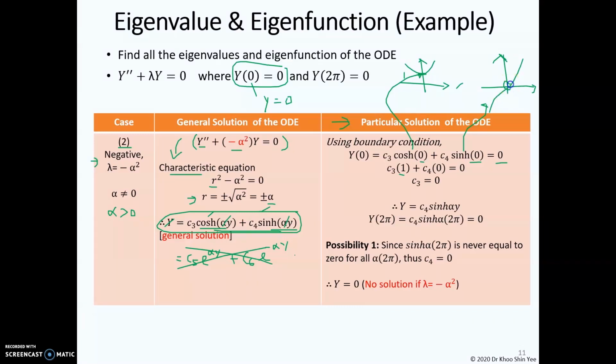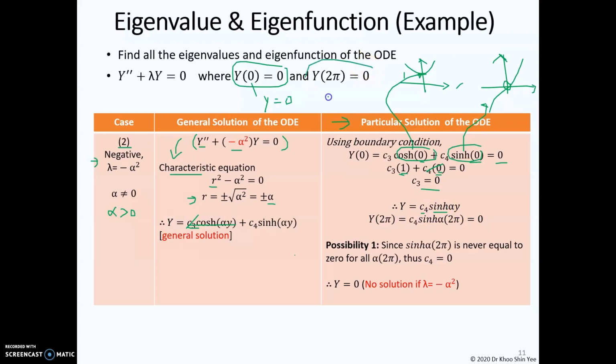Hyperbolic sine at 0 will be equal to 0. Or you can just use the calculator to compute these two terms, and you should obtain these two answers. So this term can be cancelled, then you obtain your C3 equal to 0 here. Since your C3 is equal to 0, this term can be cancelled. Therefore, you obtain your capital Y equal to C4 multiplied with the hyperbolic sine term.